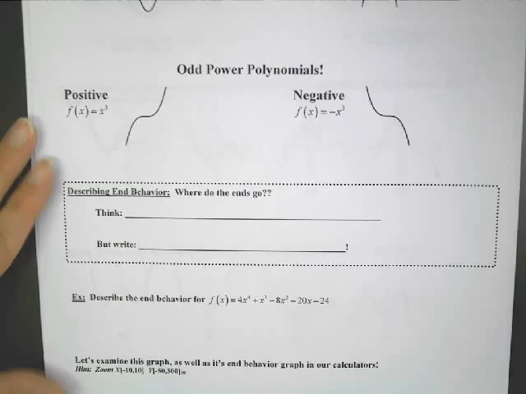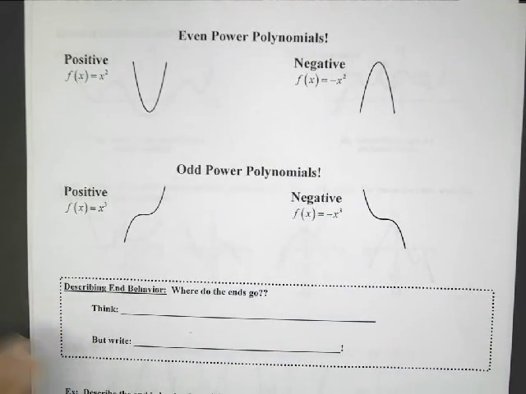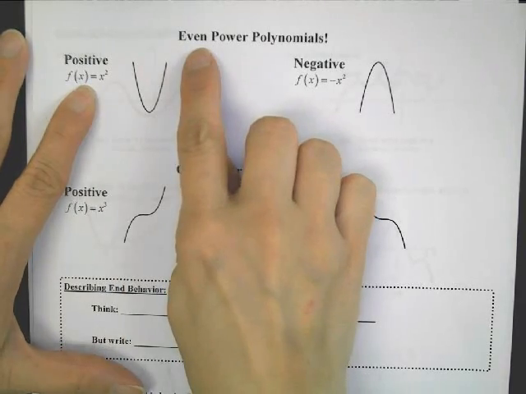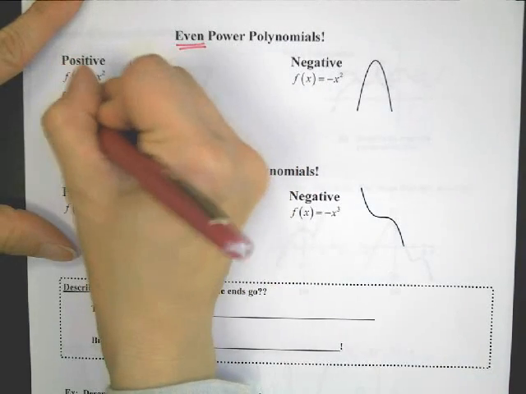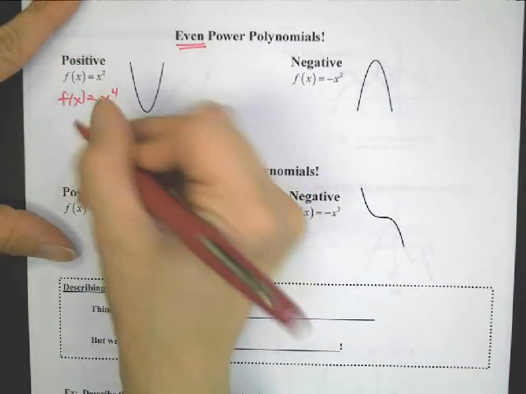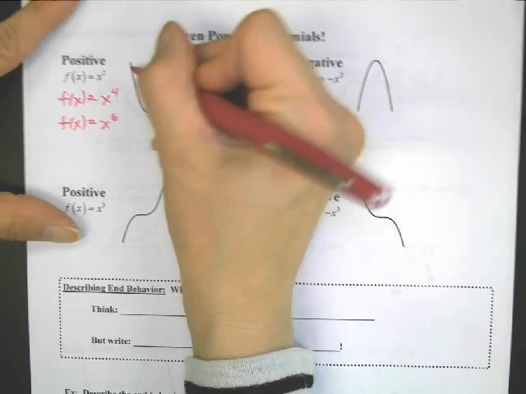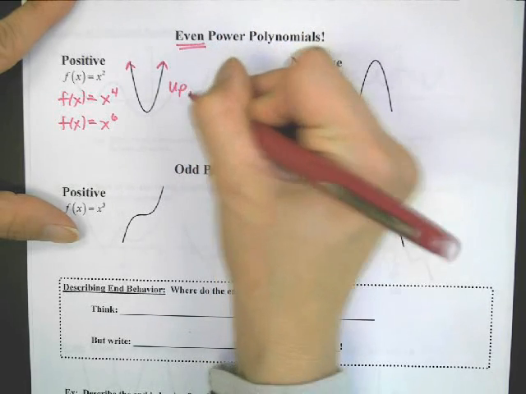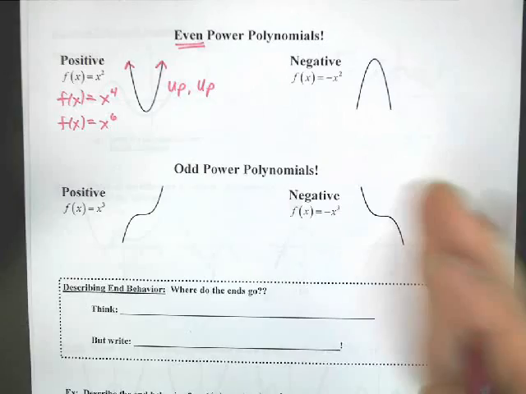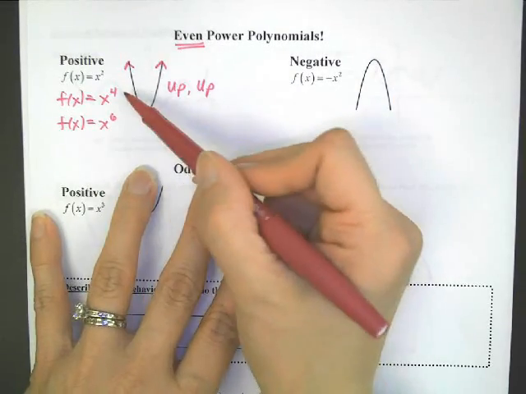Okay, let's take a look at even powers and odd powers. So if you have an even power, like 2, 4, 6, okay, we could have f of x equal x to the 4th, or we could have f of x equal x to the 6th. What's going to happen here are the ends are going to go up, up. Okay, that's kind of how people learn, but this is what's happening here.